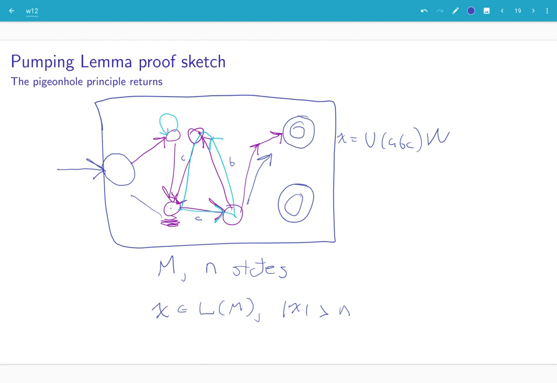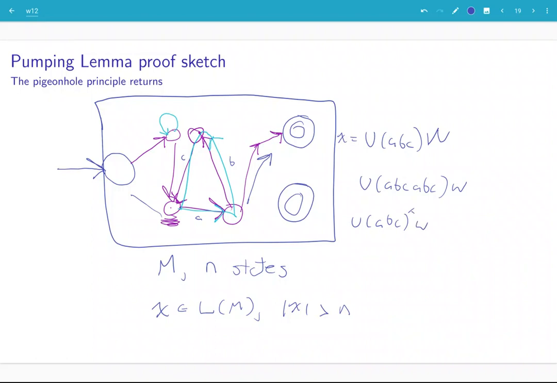And the idea is, well, because we had this cycle along the way, that means that also something like that is also in the language, because that is also a path through the DFSA that ends in an accepting state. And this is true for any number of repetitions of the string that is formed by the labels of the cycle. So that's a sketch of how we would prove this. It's the pigeonhole principle in disguise.